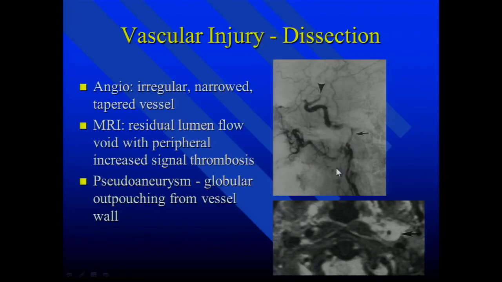You know, a lot of irregularity there, a lot of narrowing telling me there's dissection. But I think MRI is even better than angiography because here I can visualize the hematoma within the vessel wall. And here, you can see the normal flow void of the ICA. Here the flow void, yes, it's getting narrowed, but more importantly, I can actually see the hematoma itself within the vessel wall. And so this is the best way, in my opinion, to find dissections.